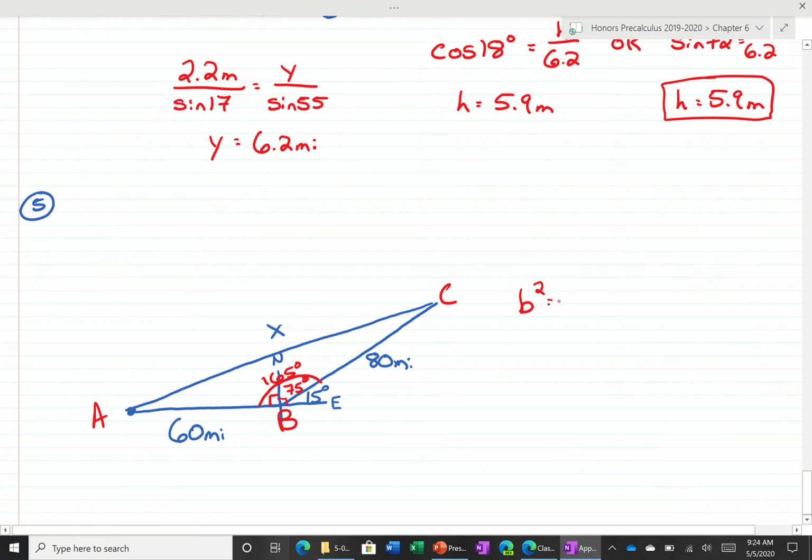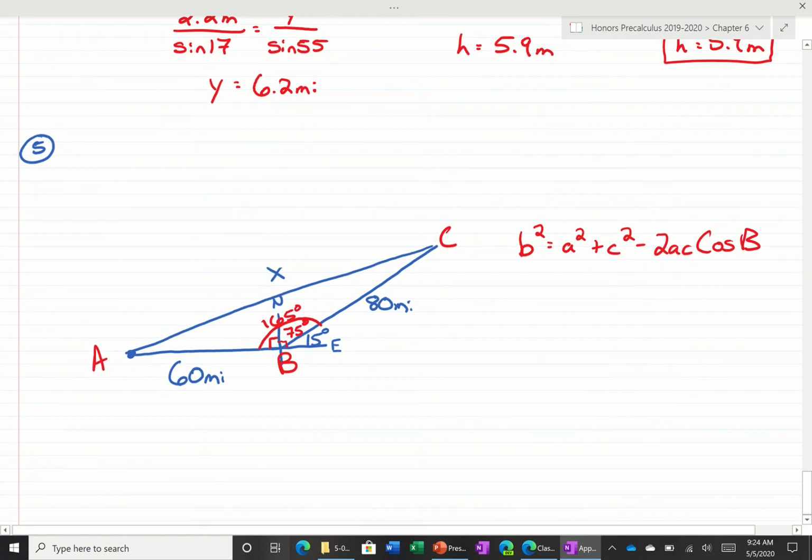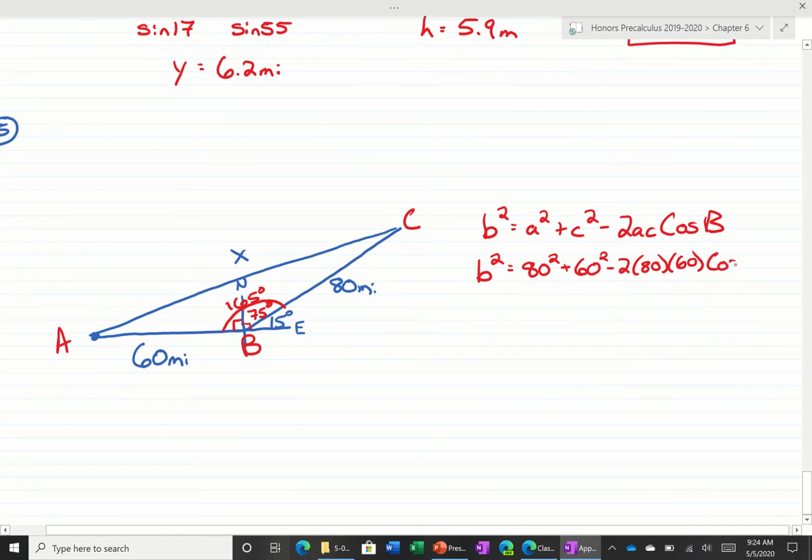Law of cosines says b squared is equal to a squared plus c squared minus 2ac cosine of angle b. Alright, well, b squared is our x, right? And that's going to be 80 squared plus 60 squared minus 2 times 80 times 60 times the cosine of 165. So if we type this in, 80 squared plus 60 squared minus 2 times 80 times 60 times the cosine of 165.